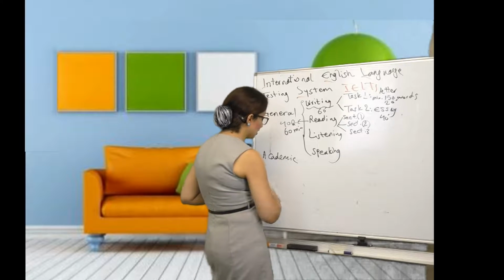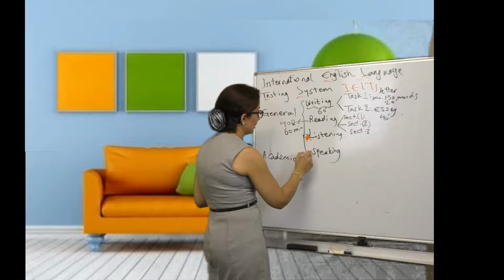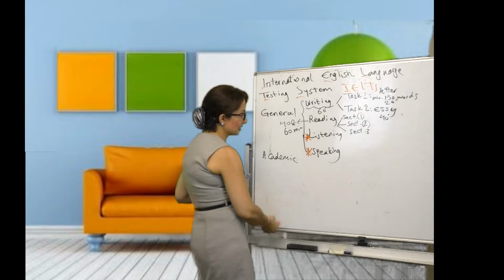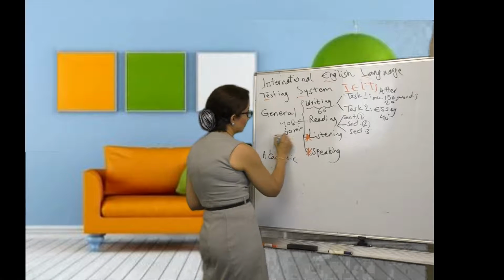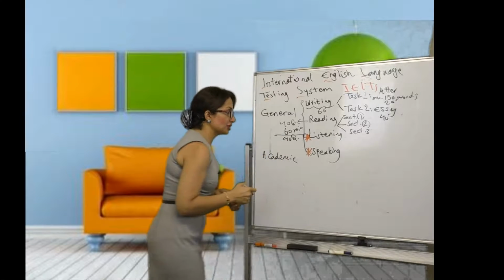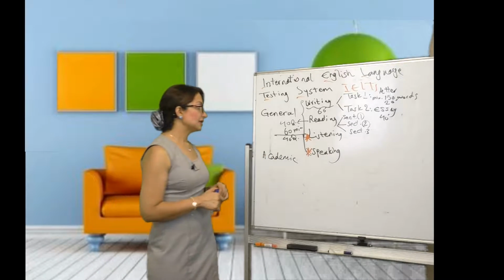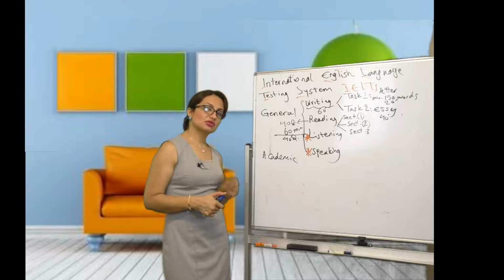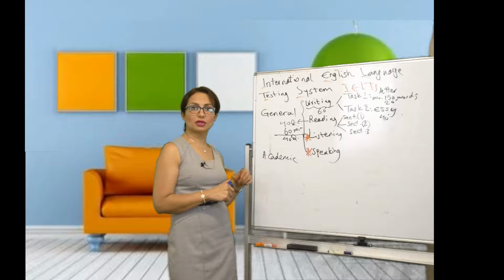Listening. So listening of general and academic, and speaking of general and academic are the same. The listening of IELTS test is again 40 questions, and the time is 30 minutes, and the listening is in 4 sections. At the end of the test, they will be given 10 minutes to transfer their answers to the answer sheet. This is not the case for reading.